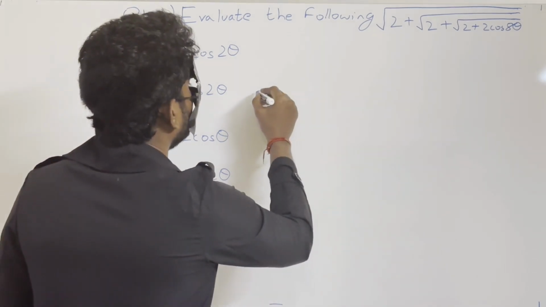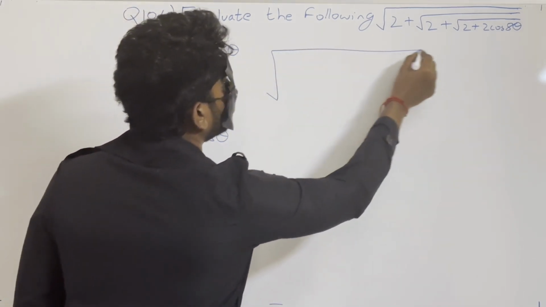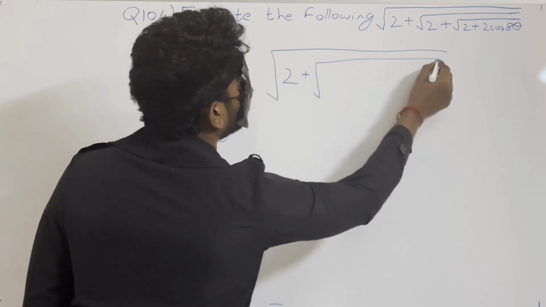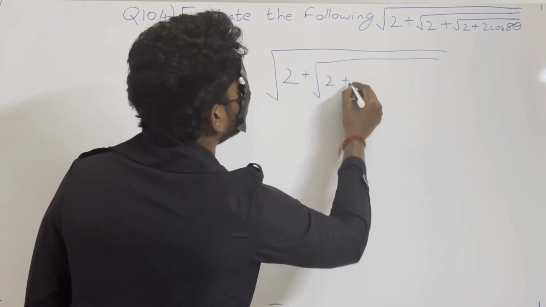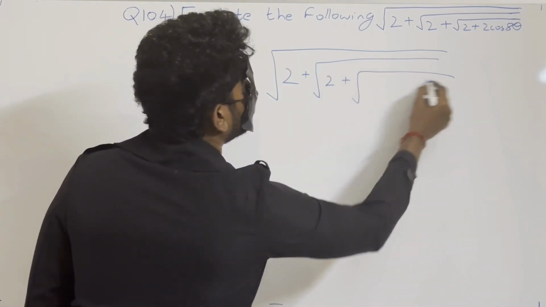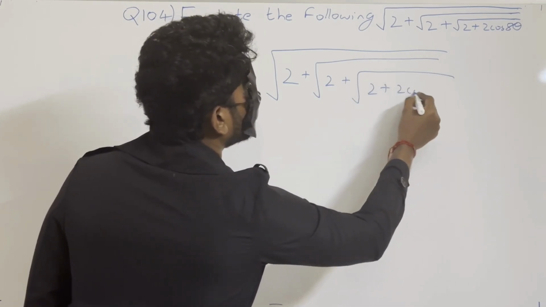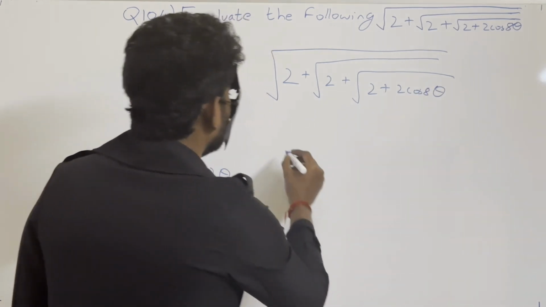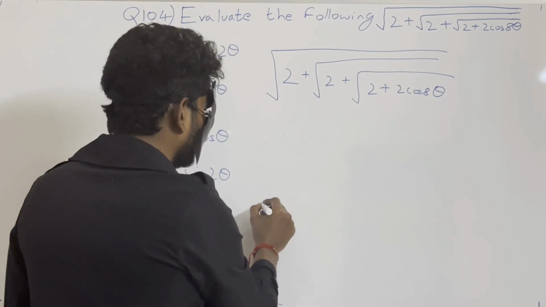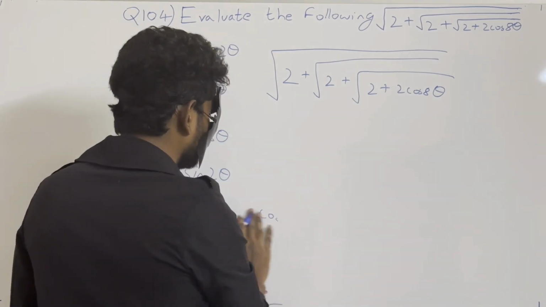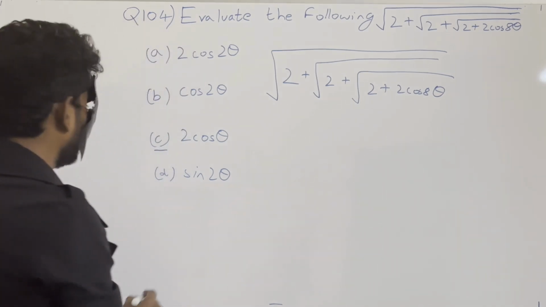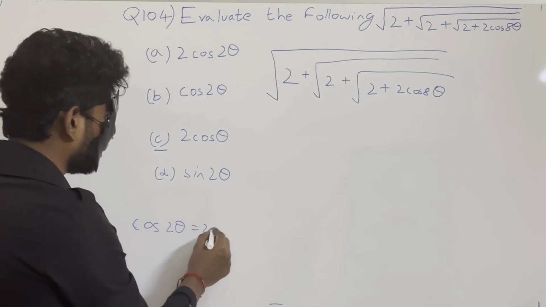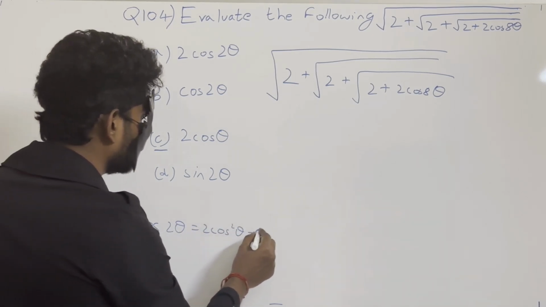So for example, here square root of 2 plus square root of 2 plus square root of 2 plus 2 cos 8 theta, right? So we already know that cos 2 theta is nothing but 2 cos square theta minus 1.